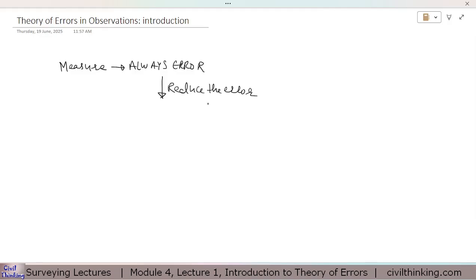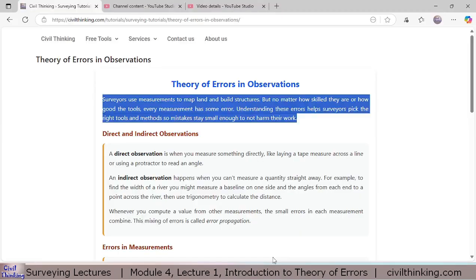Irrespective of the device you use, whether you use expensive devices like a total station, or whether you have a surveyor with more than 30 years of experience, it does not matter. There will be errors, and they will always be there. So let us move on.